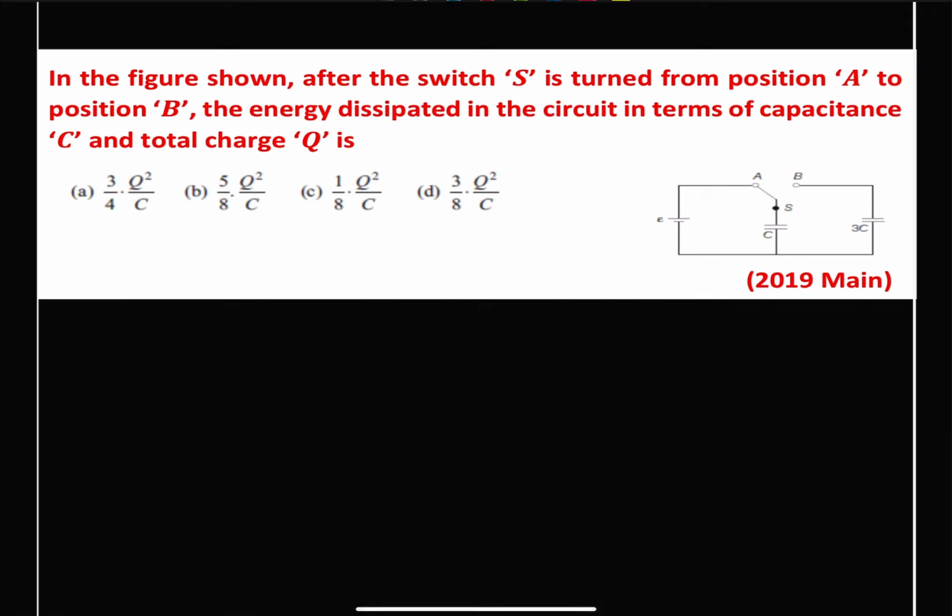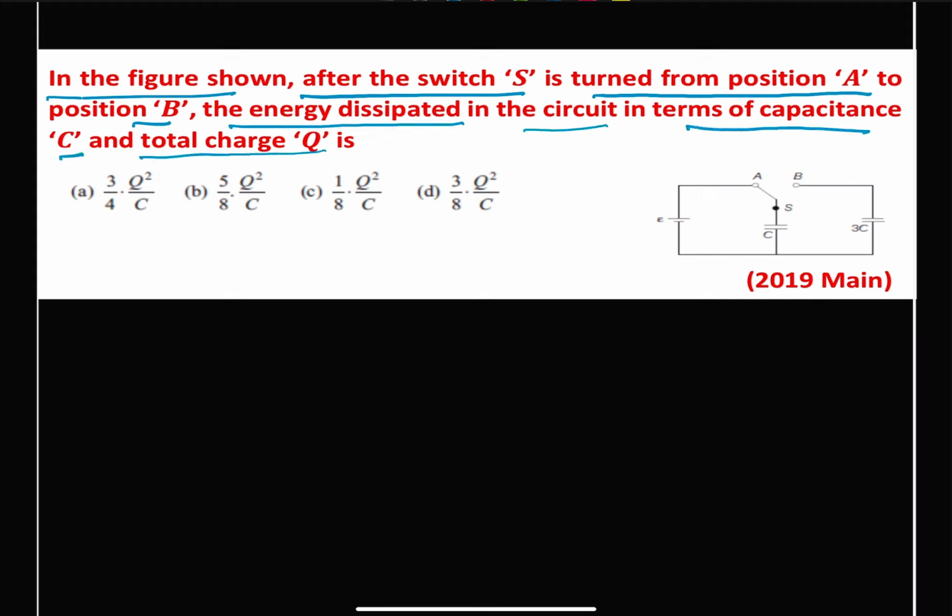It states that in the figure, after the switch S is turned from position A to position B, the energy dissipated in the circuit in terms of capacitance C and the total charge Q is. Basic circuit is given to us. Initially, switch S is at position A, then the capacitor, let us call this C1. This capacitor is our C2. So C1 is connected to the battery EMF E. In the second part, the switch is pushed to B, and we have to find out how much energy will be dissipated.